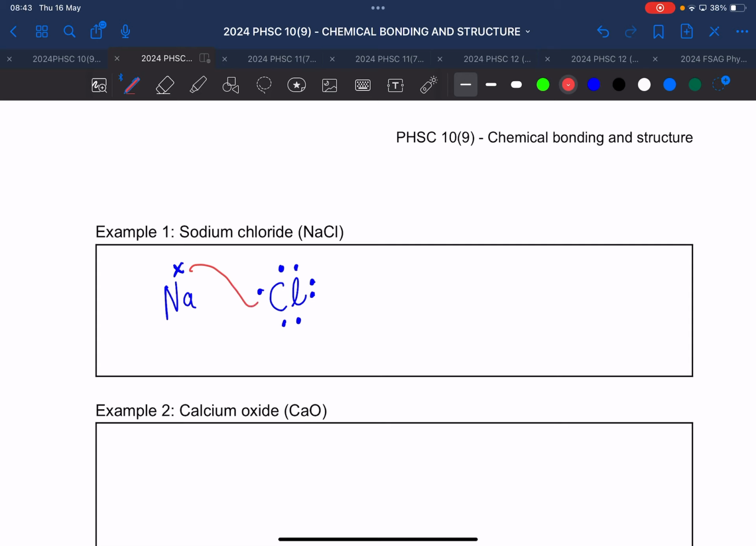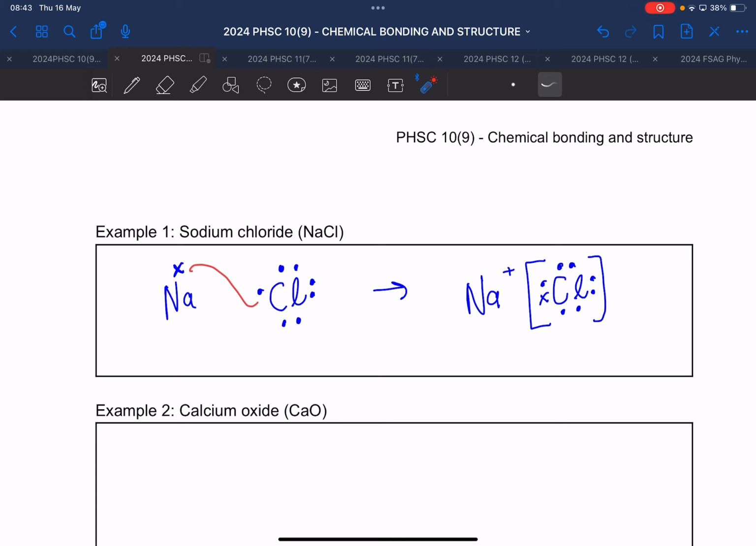Now this will be written a little bit differently from what you are used to. Our sodium atom lost an electron, so it forms an ion. What charge will be on our sodium ion? Just positive 1, because it lost 1 electron. And then we write our negative ion in square brackets, because this is an ionic bond. So chlorine will have its 7 valence electrons, and the electron it got from sodium. Now our chlorine gained 1 extra electron, so there would be a negative charge on it.